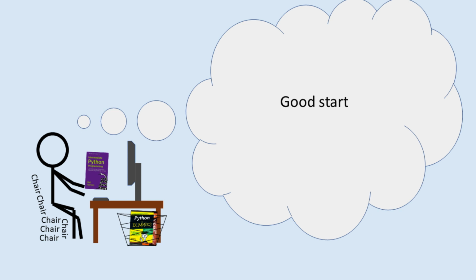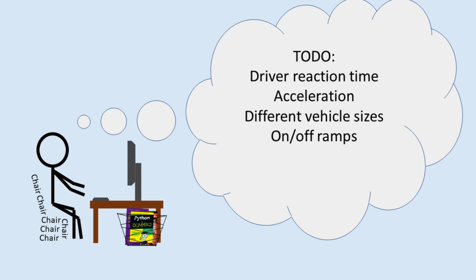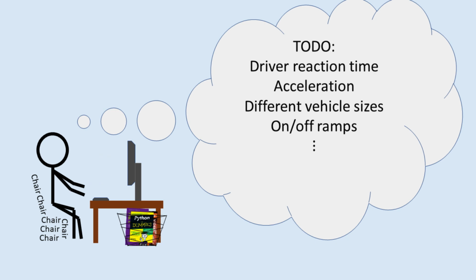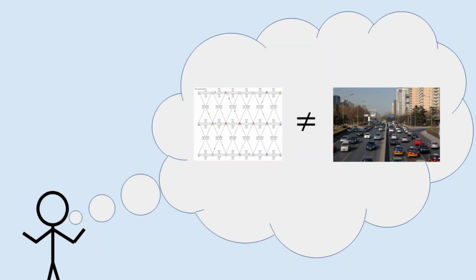Okay, the basics are implemented, but we still have a ton to do to see anything that looks like real-world conditions. I mean, we still got driver reaction time, acceleration, different vehicle sizes, on-off ramps, and the list goes on and on and on. But let's have a look at results anyway, just because we can. What? You're telling me this is already a straight line? But this is barely even anything to do with a real world scenario. This doesn't make any sense. I don't get it.